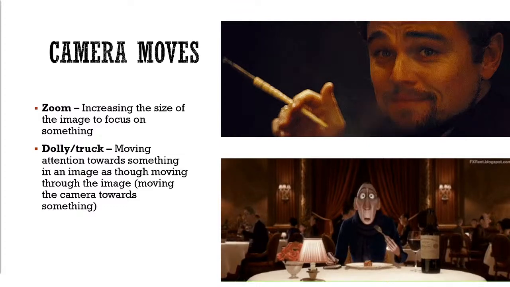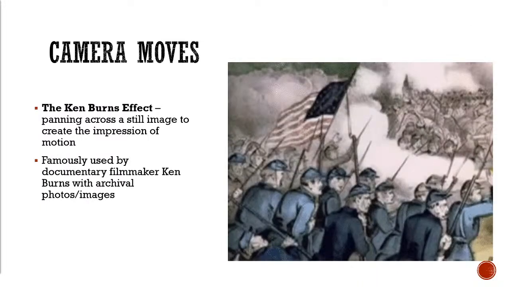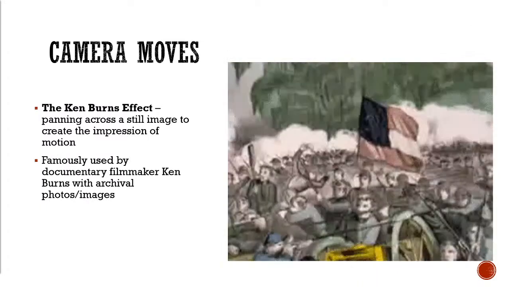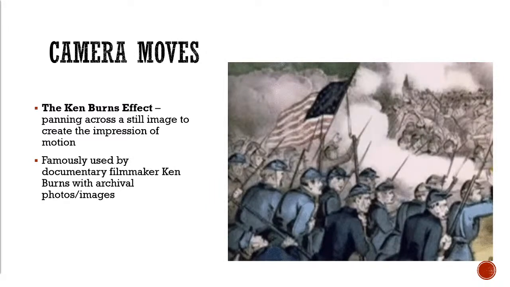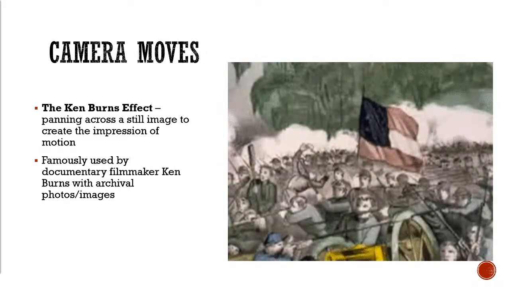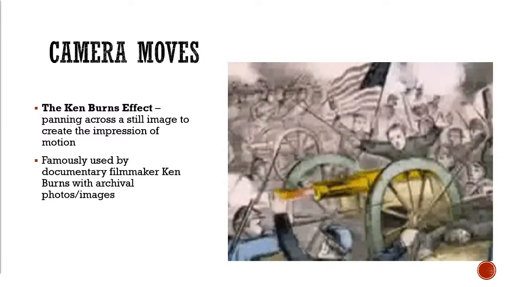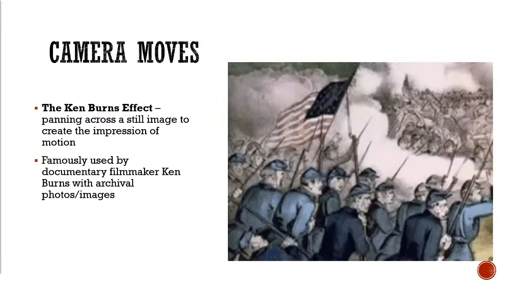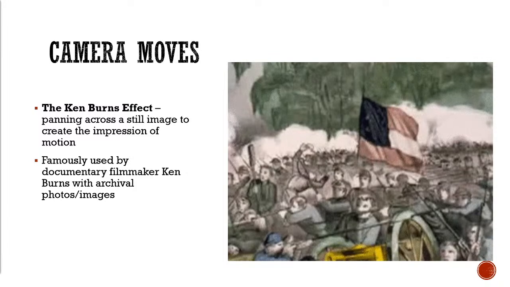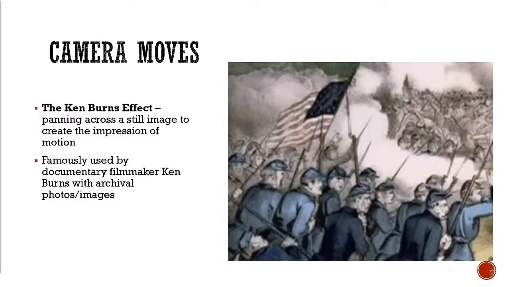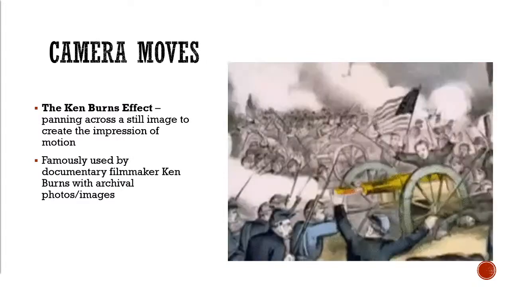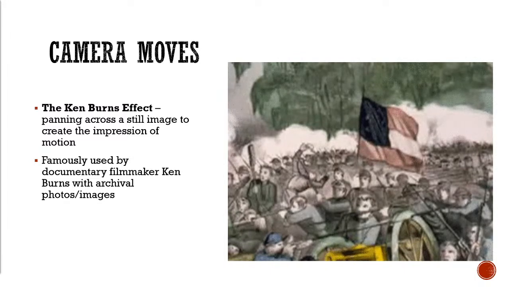So those are two GIFs of those functions occurring. Another thing that is not in your textbook, but I think it's useful to know because it's actually a good cheat sometimes, and we had to do this a lot with architectural renderings, is using what's called the Ken Burns effect, which is panning across a still image to create the impression of motion. So what that would be is you would take a still image, like this engraving of a battle in the Civil War or an archival photo, and you would zoom into part of it, and then you would pan across it. And by doing that, instead of leaving it still, you imply motion where there is no motion.